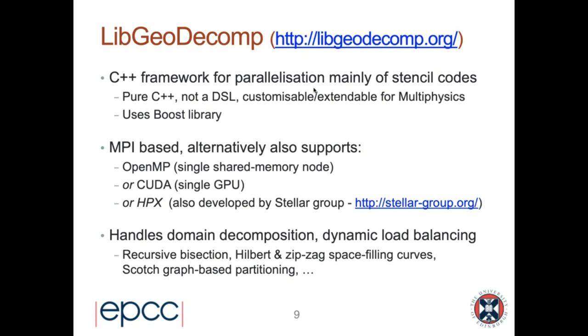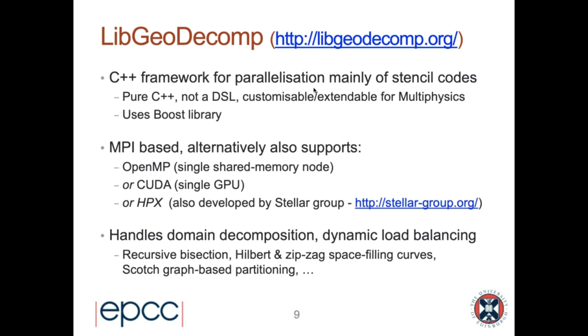Well, no, I shouldn't say in addition to that, because actually when you parallelize an application using LibGeoDecomp, you have to choose whether you're going to parallelize with MPI or with OpenMP. You can offload using CUDA to a GPU, but as far as I can tell, this is just to a single GPU, so that might be useful for a workstation, but again, not what we're interested in for HPC if it's just a single GPU. Or indeed HPX, which is an MPI alternative developed by the STE||AR group, of which the developers of LibGeoDecomp are also members.